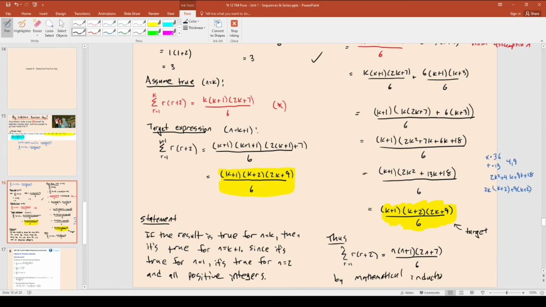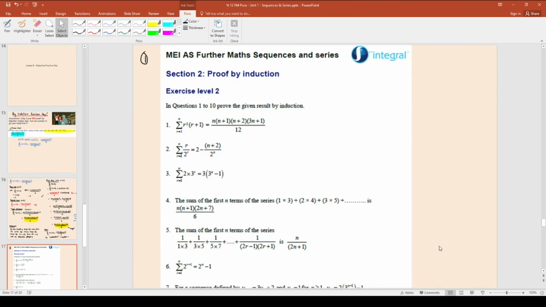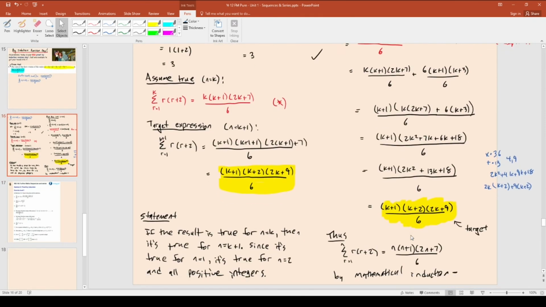Cool. Now, I would say that was a tricky one. Definitely. That's definitely the answer. I've written down my thing correctly: n plus 1, 2n plus 7 all over 6. Yep, brilliant. So, yeah, that's good. That's an example of a hard one.